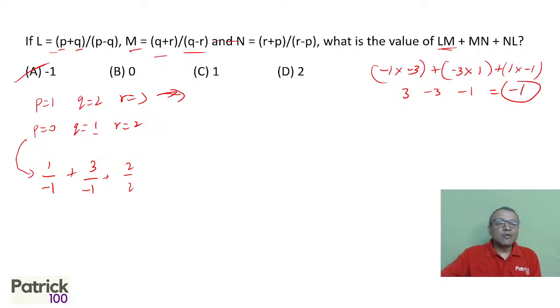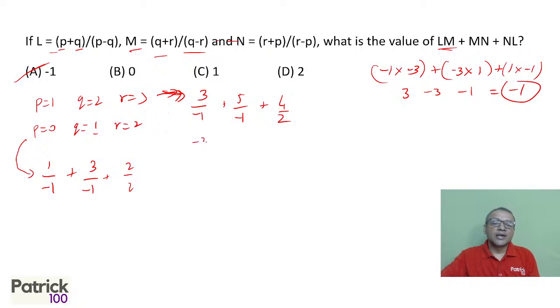Technically you will get the answer even if I put P as 1, Q as 2, R as 3. Suppose I put this, I'm just giving you an example. What is P plus Q? 3. And P minus Q is minus 1. Q plus R is 5 and Q minus R is minus 1. And R plus P is 4 and R minus P is 2.